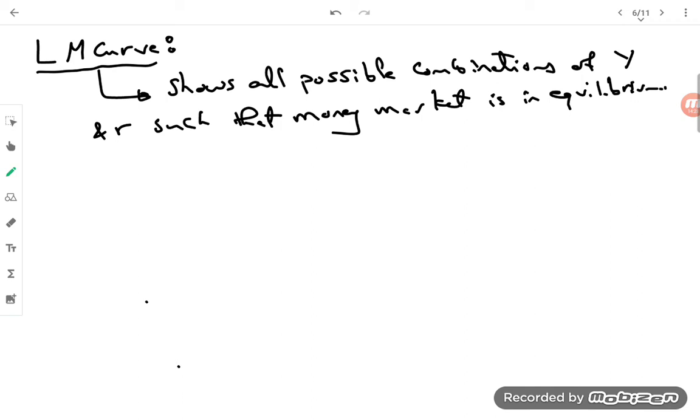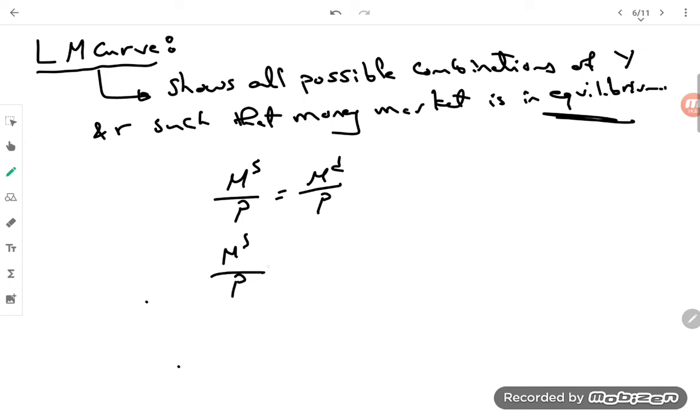As we said, the LM curve shows equilibrium in the money market. So equilibrium will be achieved when the real supply of money is equivalent to the real demand for money, or the real supply of money is equivalent to the equation KY minus HR. So now we can solve the equation for Y. So the real value of money supply plus HR equals KY.